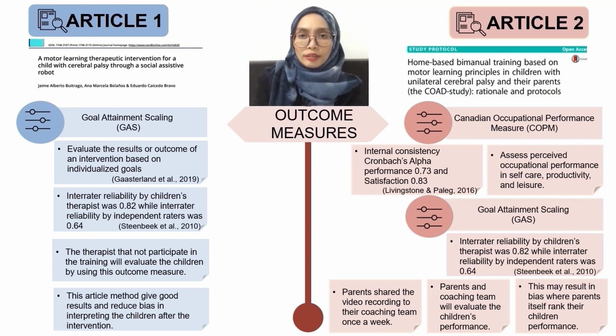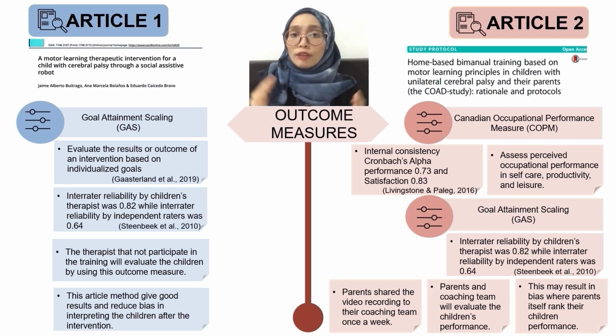So, when compared, in Article 1, therapists that do not participate in the training will evaluate the children by using this outcome measure. This method can give good results and reduce the bias in interpreting the children after the intervention. While in Article 2, where the parents share the video recording with their coaching team once a week, parents and coaching team will evaluate the children's performance. This method may result in bias where the parent itself will rank their children's performance.